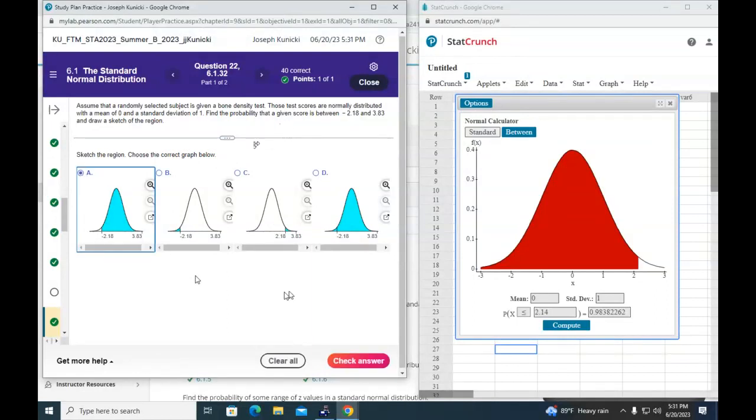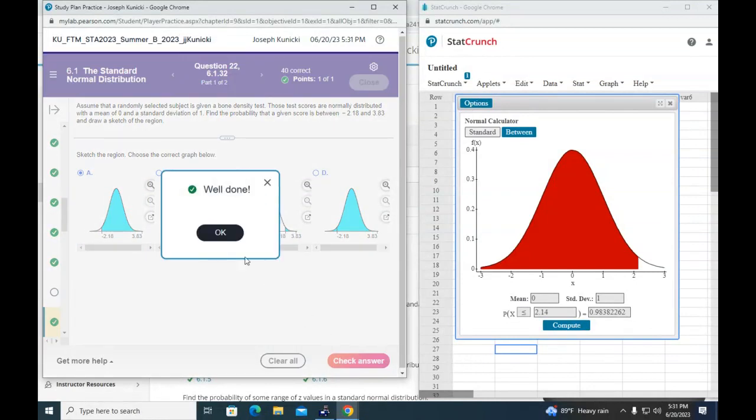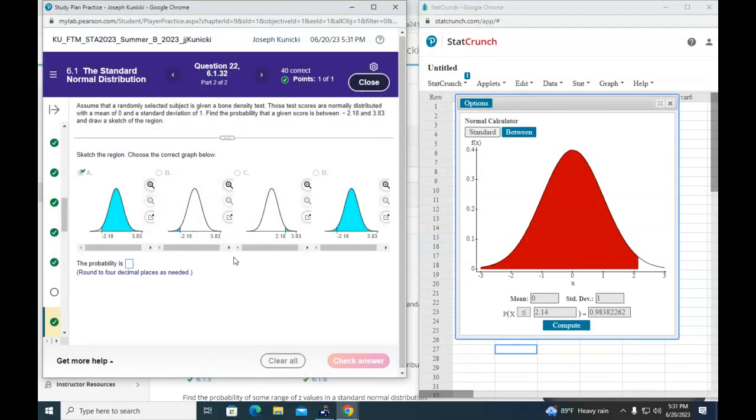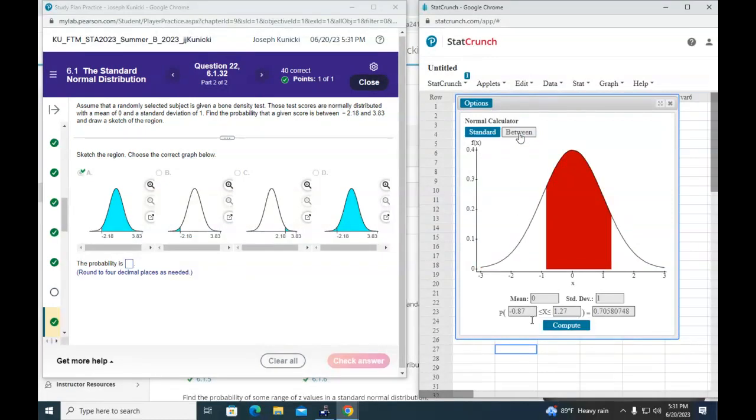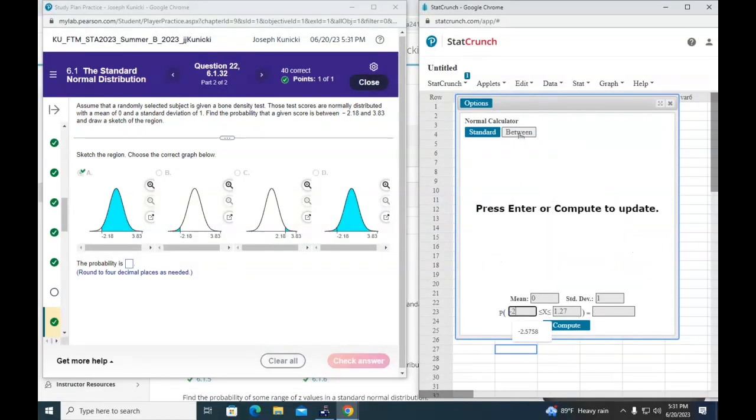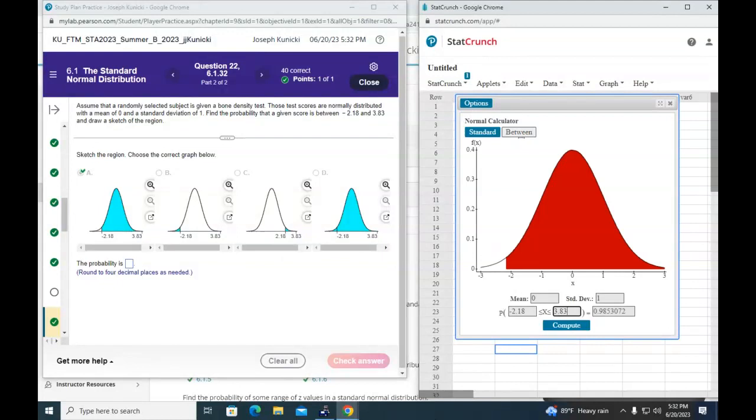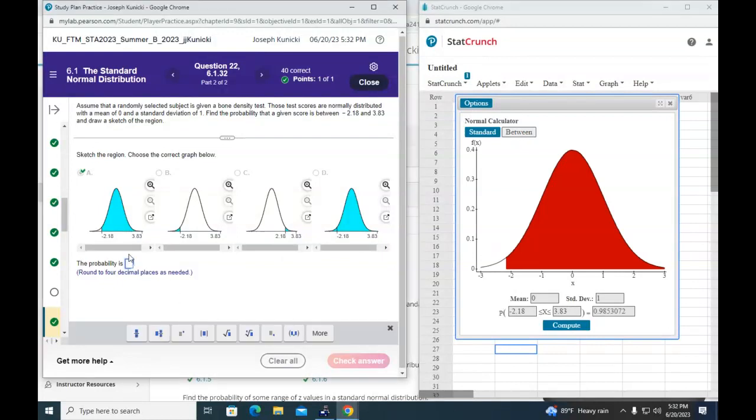Yeah, it's A. Between. This is not between, this one is not between either because it's got the left tail filled in. Well, is D a real thing? No, it's a mistake. It's a distractor. All right, so between, I have to go up here and change it to between. On the left, I put negative 2.18, and on the right, 3.83. It's going to be a large number, 9853.